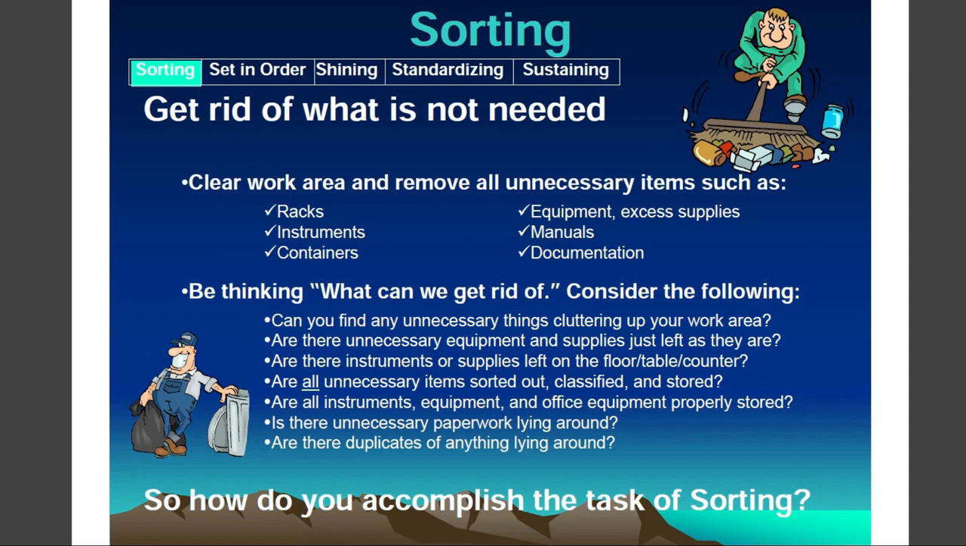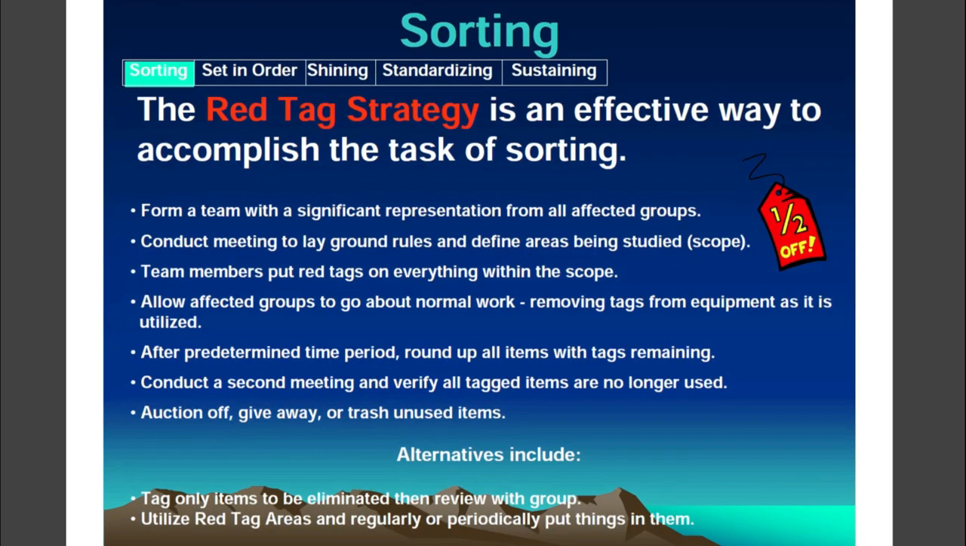So, how do you accomplish the task of sorting? The red tag strategy is an effective way to accomplish the task of sorting. Form a team with significant representation from all the affected groups. Then conduct a meeting to lay ground rules and define the areas being studied. Then team members put red tags on everything within the scope. Allow affected groups to go about normal work, removing tags from equipment as it is utilized.